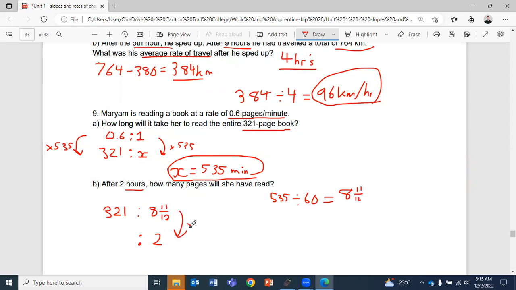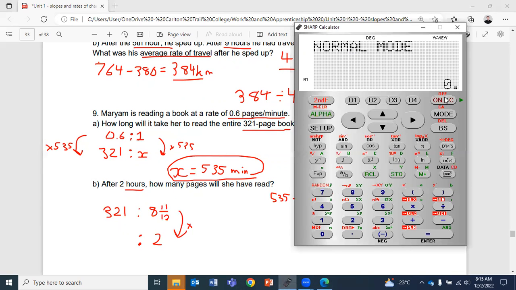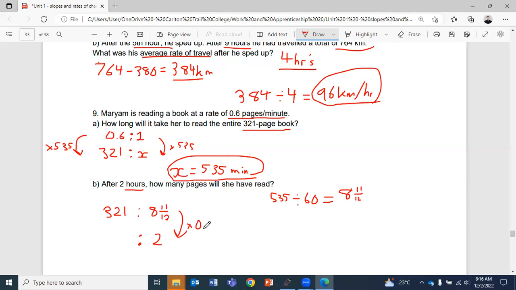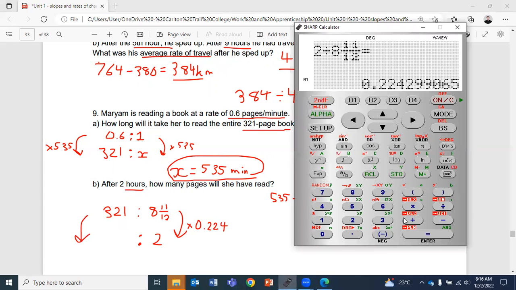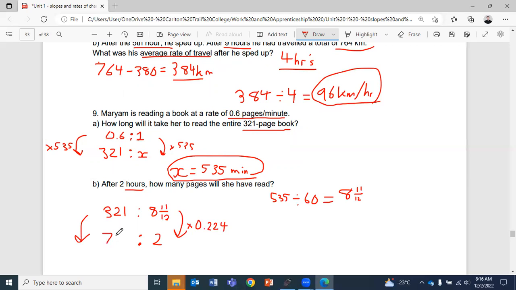So that means I took this 8 and 11/12, I times it by something to get to 2. Figure out what that is. 2 divided by 8 and 11/12. I don't need that. There we go. 0.224. Which means I times this side by that. So times 321, 72. So how many pages did she read in 2 hours?